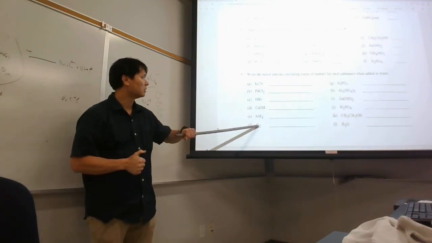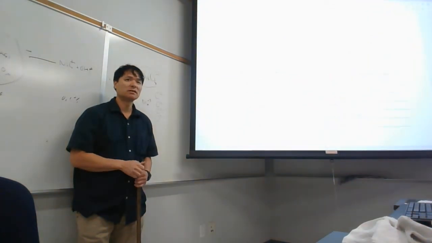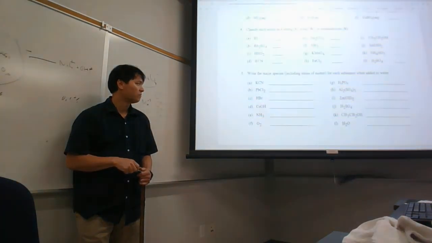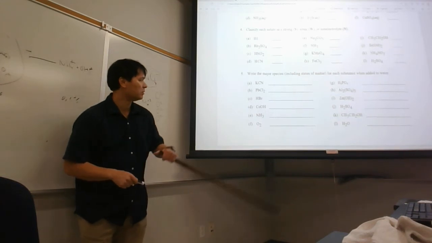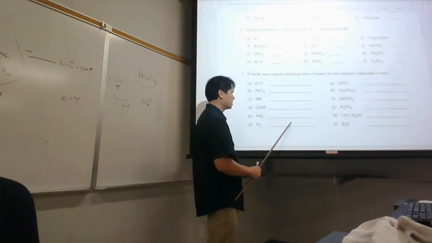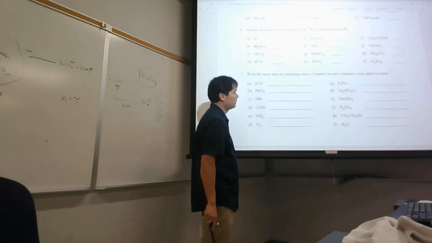Oxygen. What's that? Strong acid? Strong base? Soluble salt? Weak acid, weak base? Heavy metal solid? No. This is a non-electrolyte, so the major species will just be oxygen, O2. It doesn't dissociate.